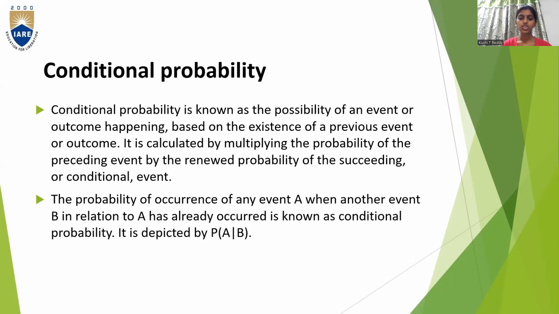The probability of occurrence of an event A when another event B in relation to A has already occurred is known as conditional probability, and it is depicted by P of A by B. The main difference between conditional probability and probability is that in probability it is the number of possible outcomes by the total number of outcomes, but in conditional probability, the possibility of an event depends upon the other event which has already occurred. That is the main difference between conditional probability and normal probability.